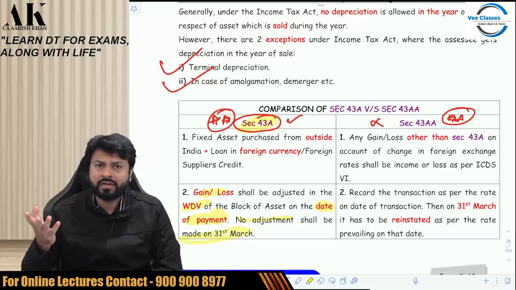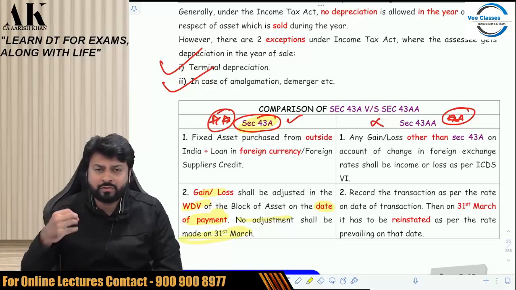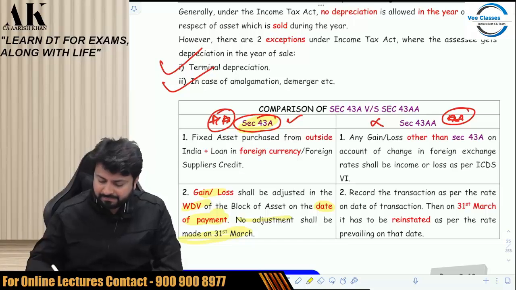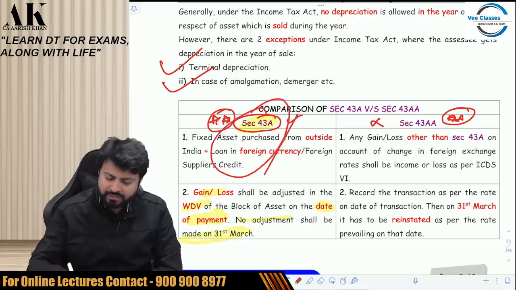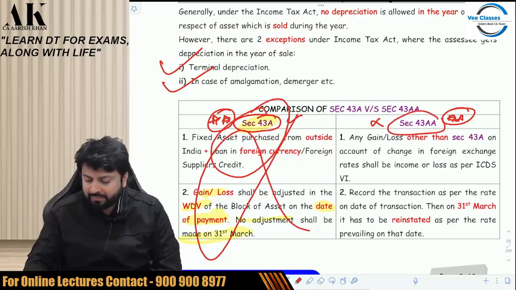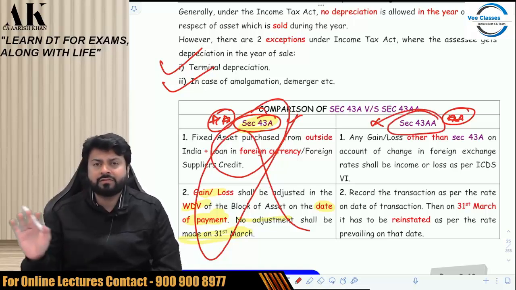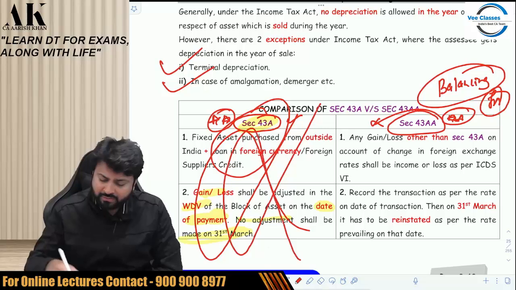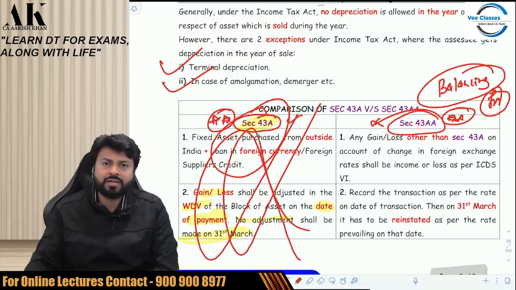There can be gain on debtors, on creditors, on liabilities. There can be gain on conversion of foreign branch into Indian branch. There can be gain or loss on forward contract, options contract. What has to be done in that case? Everything is not covered in this section. So the government made 43AA, which covers the rest of the things. 43AA is a balancing figure. Whatever is not covered in 43A will be covered in 43AA.